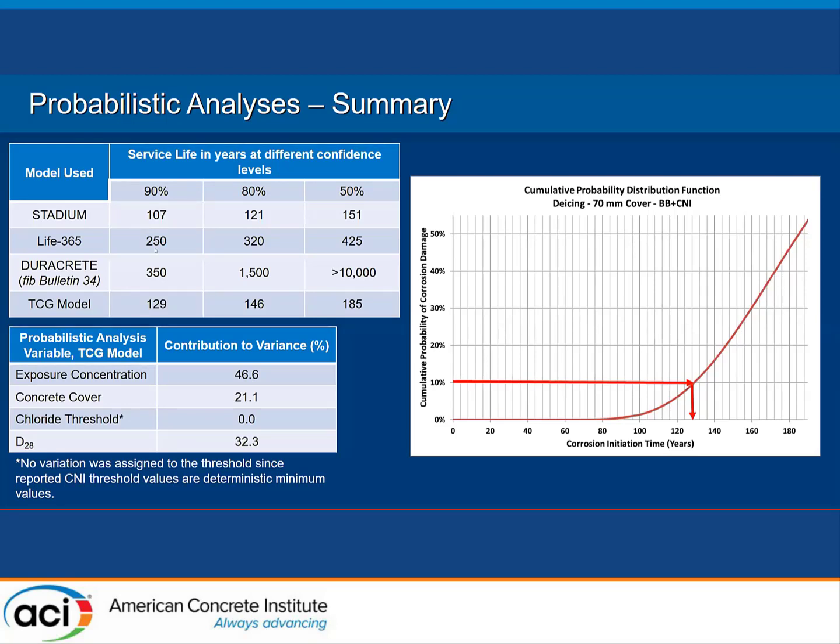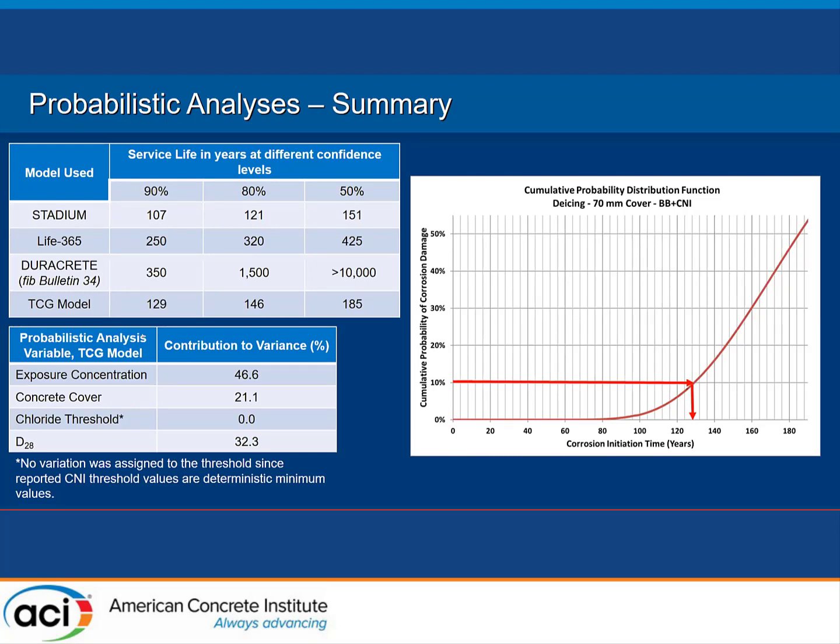Life 365 was, in this case, not very conservative, I would say. It gave 250 years, and the Duracrete gave 350 years. If you looked at all the way over to the 50% side, which is close to deterministic, you can see the stadium is about 151 years, Life 365 is 425 years, 185 years in our model, but greater than 10,000 years using Duracrete with 100-year hydration. I just don't believe that.